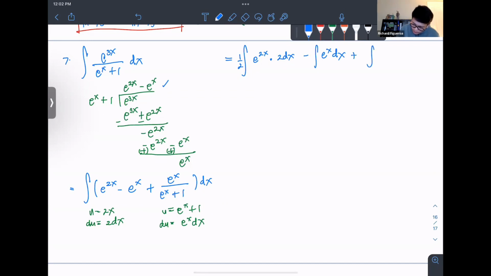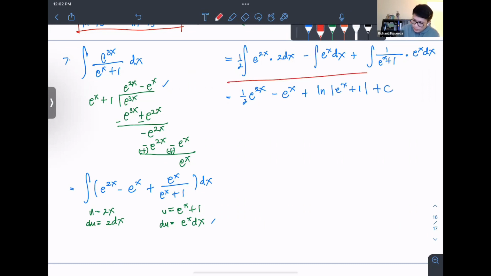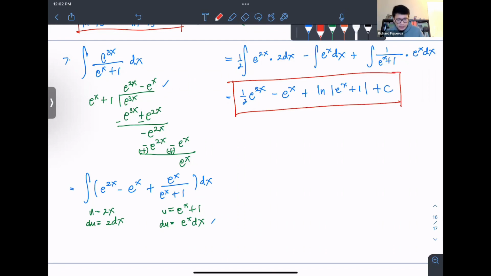Then plus, this one would be a natural logarithm: e raised to x plus 1. Its derivative is e raised to x dx. And there's no need for a neutralizing factor, so we're able to get the numerator. So the answer here now will become 1/2 e raised to 2x minus e raised to x, and then plus ln of e raised to x plus 1. So 1/2 e raised to 2x minus e raised to x plus ln of e raised to x plus 1 plus c.